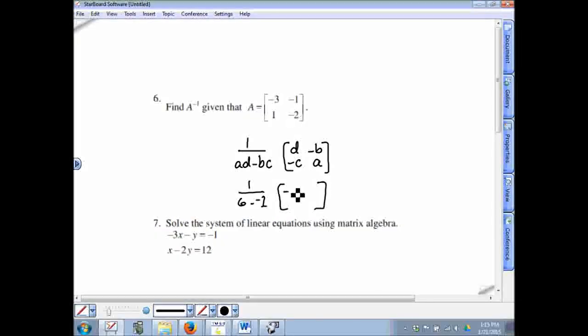So now we switch the place of A and D, so this is negative 2 here to negative 3 here, and then we switch the sign of each of these. That becomes a positive 1. That becomes a negative 1 right here. 6 minus negative 1 is 7.